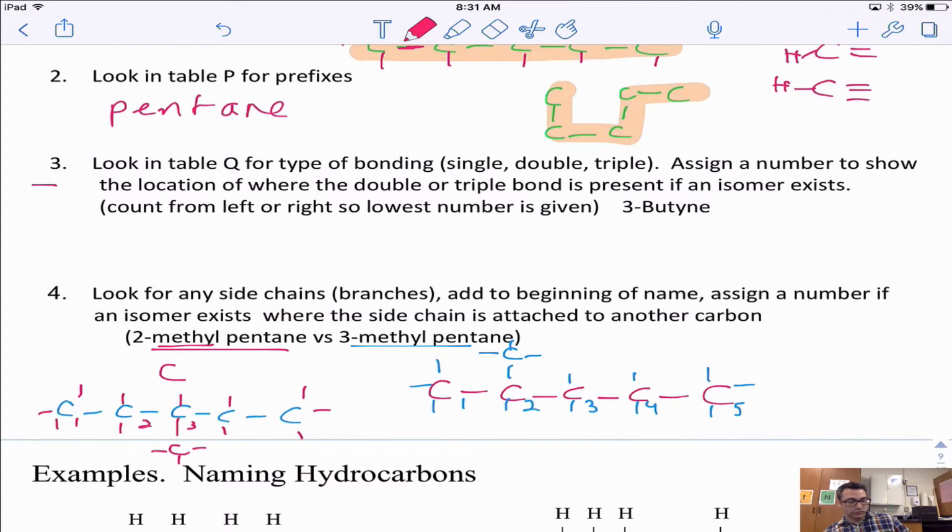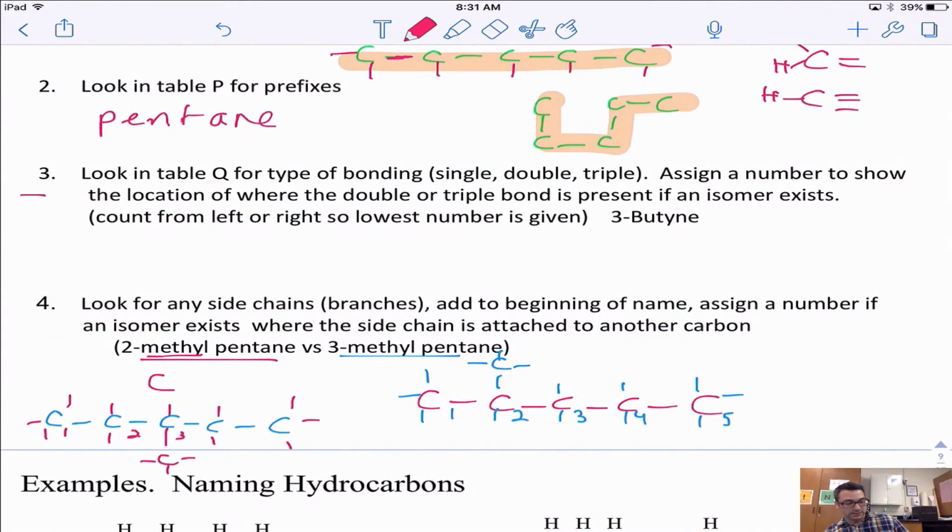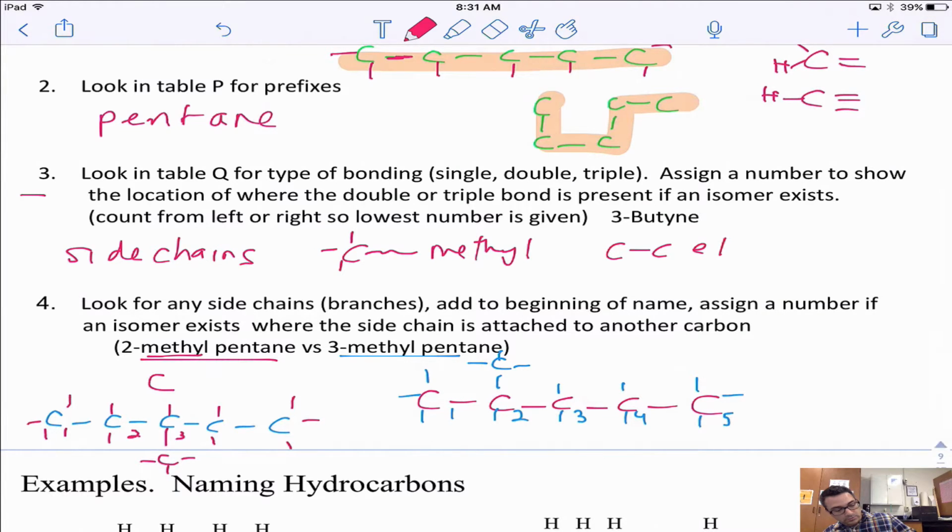Now the side chains, just so that we're clear on this, and we can write this up here, the side chains normally don't go above 3 carbons. We could have 1 carbon connected to the main chain called methyl. We could have 2 carbons, which would be ethyl, and we could have 3 carbons, propyl.